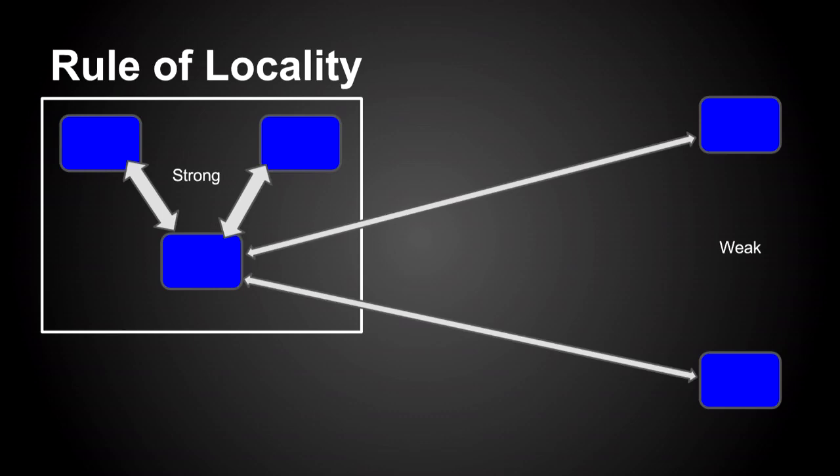So this is an illustration of locality. What you're seeking to do is have strong connascence within a module or within a type or within a class or a file, whatever your unit is, but to seek to use the weaker ones where possible between systems or between things that are disparate.